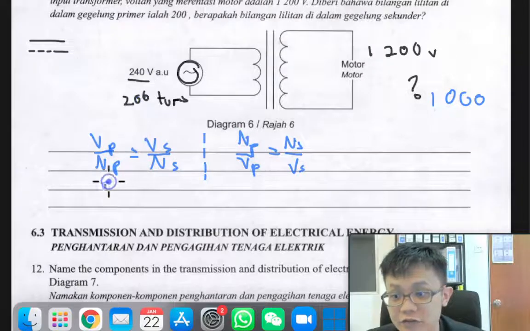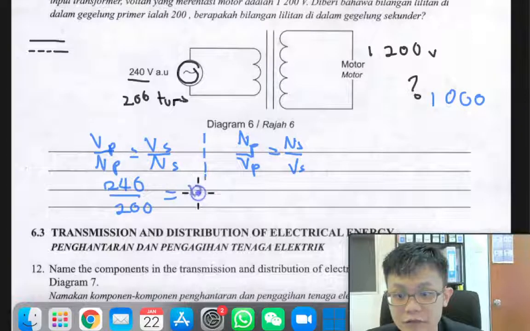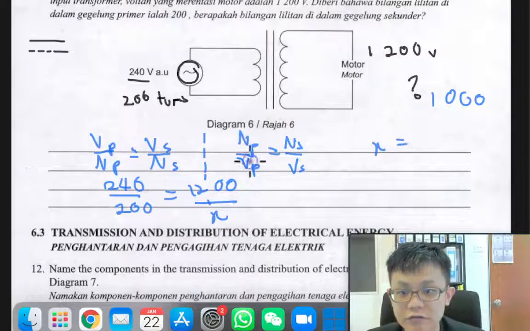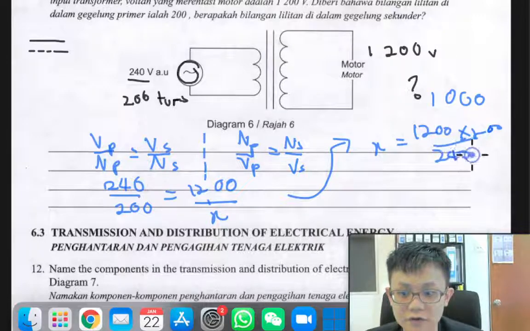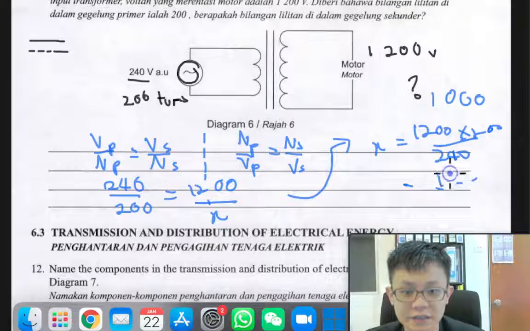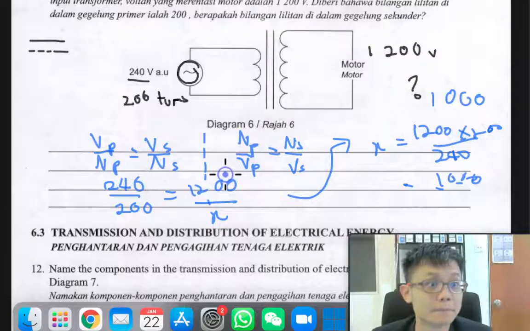So let's say 240 divided by 200 equals 1200 divided by x. So x equals, you can do or not? I don't need to teach. x equals, this one goes up, this one goes down, 1200 times 200 divided by 240. So you will get the answer, which is 1000. Okay, this one is mathematics. I hope that you can do it.